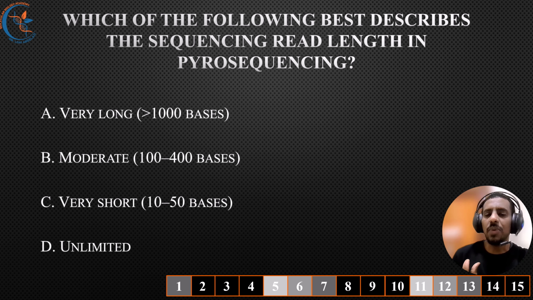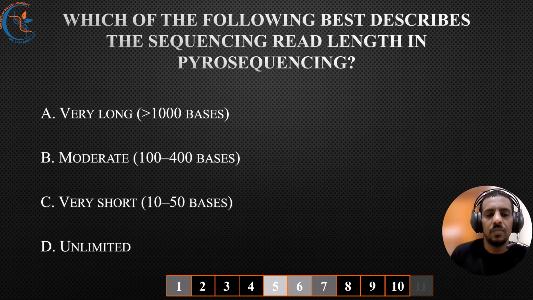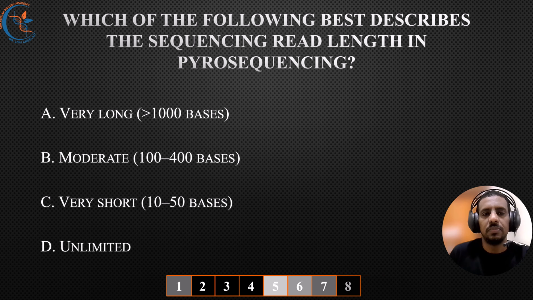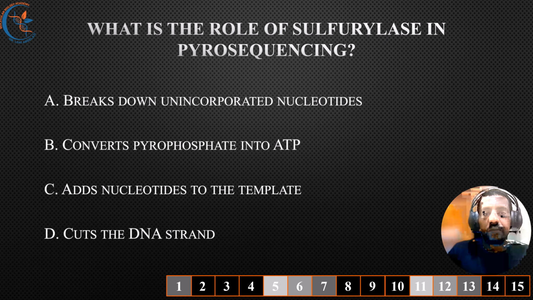Which of the following best describes the sequencing read length in pyrosequencing? Pyrosequencing typically generates moderate length reads, about 100 to 400 bases, making it faster than traditional Sanger sequencing, but shorter than some next generation sequencing methods. Okay, next question.